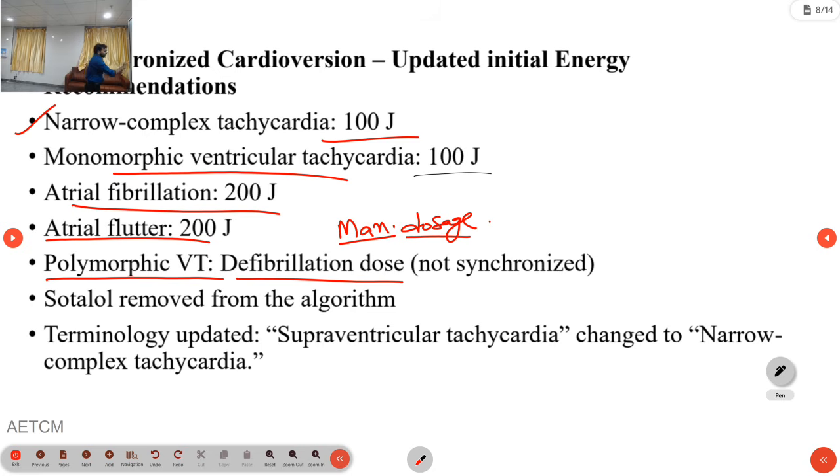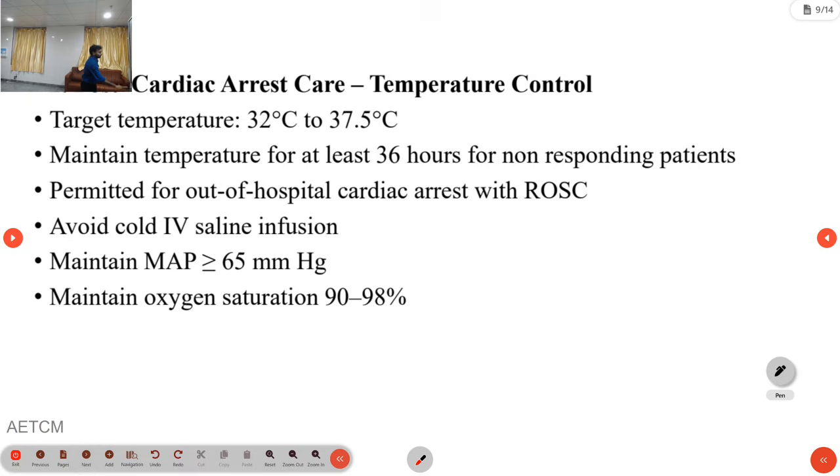Then we have already discussed the antiarrhythmic medications. Sotalol has been removed from the tachycardia algorithm. Then terminology update: they have changed supraventricular tachycardia to narrow complex tachycardia. So these are all the main updates, especially for the tachycardia algorithm as per the 2025 guidelines. Okay.